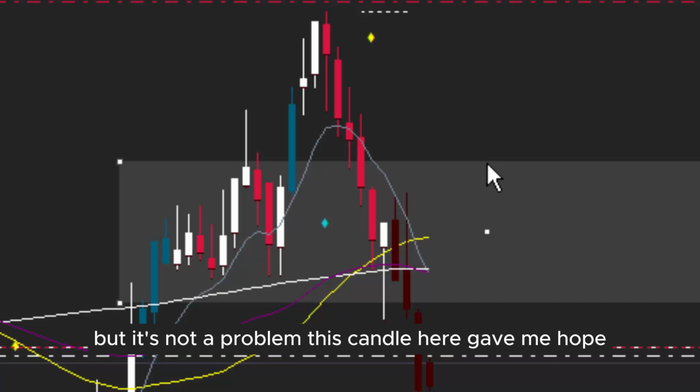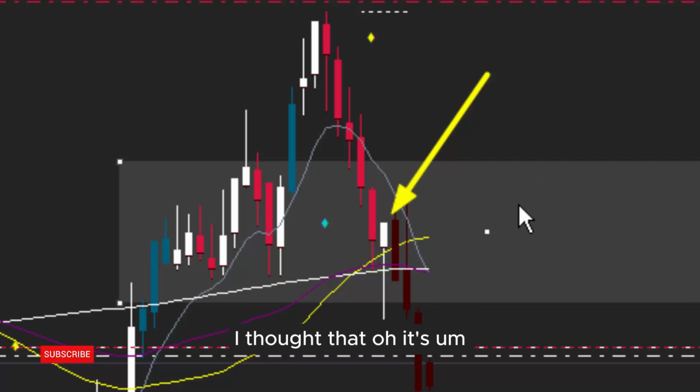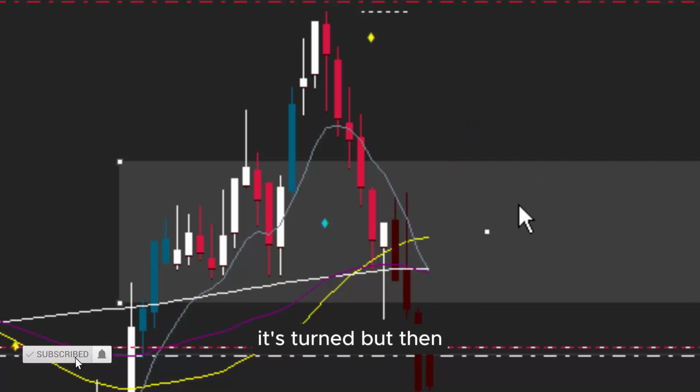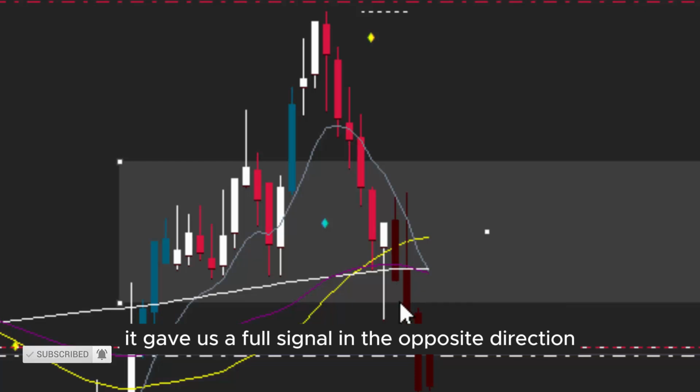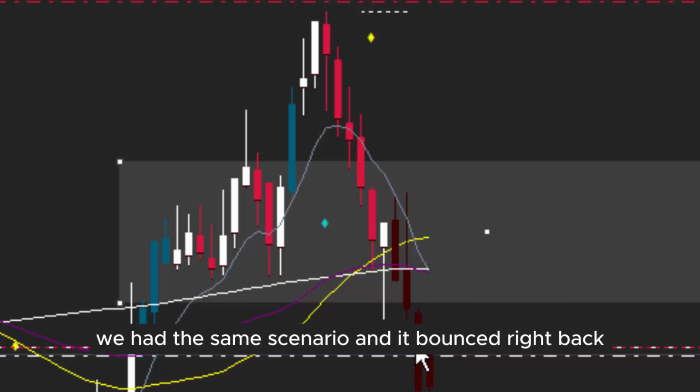This candle here gave me hope. This one here, the way it rejected the moving day averages, I thought, oh, it's turned. But then it gave us a full signal in the opposite direction. I should have understood that. But like I said, yesterday we had the same scenario and it bounced right back.